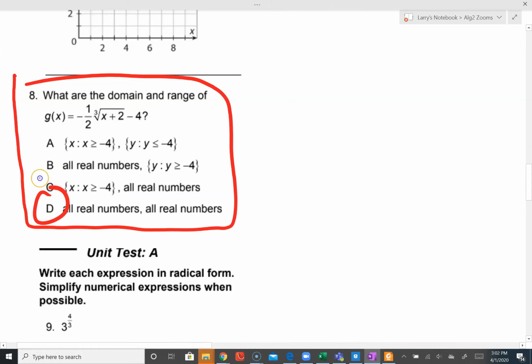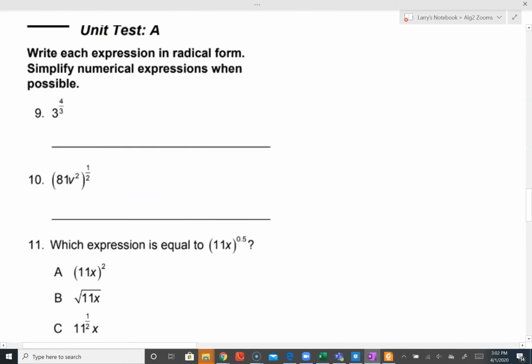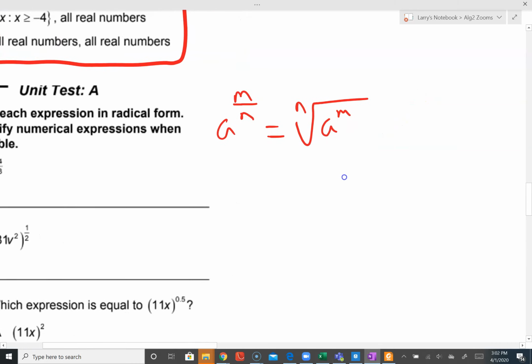All reals. All right, number 9. Write each expression in radical form. Simplify as possible. Okay, remember our definition of a rational exponent. A to the power of m over n is equal to the nth root of a to the m. And it doesn't matter if we do the powering or the rooting first. This is the same as the nth root of a taken to the m power.